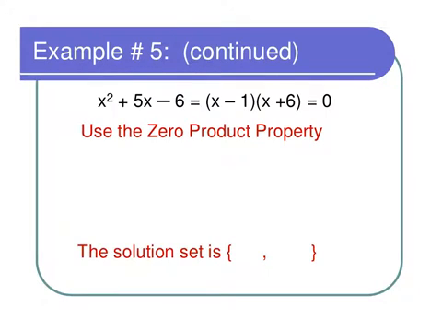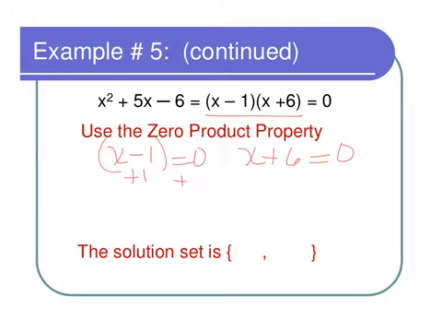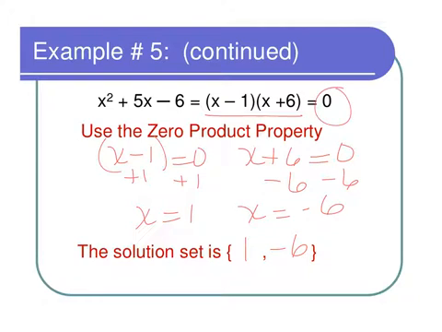Now I'm going to use the zero product property to set both of my factors equal to 0. And I'm going to solve each one. So I'm going to add 1 to each side, so x equals 1, and I'm going to subtract 6, and x equals negative 6. So my solution set is 1, negative 6. If I plug either one of those numbers into this equation, I will get 0.